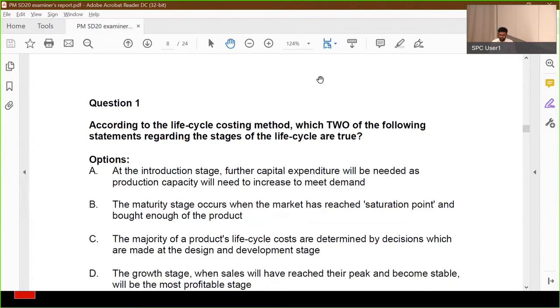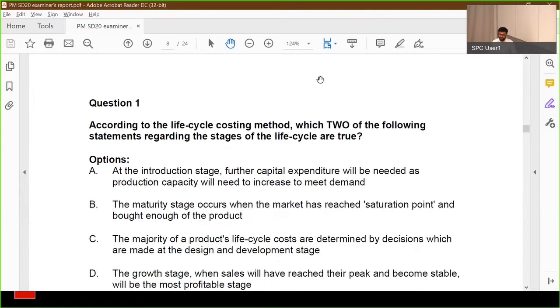So here, the first option that we have is, at the introduction stage, further capital expenditure will be needed as production capacity will need to increase to meet demand. Now, this is quite a straightforward statement, and it simply says that if you want to sell more units, you need to invest in the production capacity of the business.